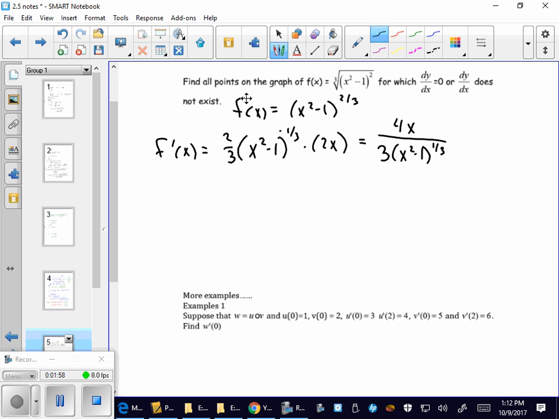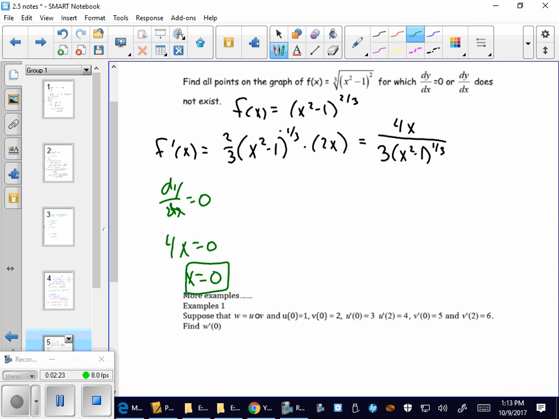If I want to know when the derivative equals 0, the derivative is a fraction. So when the fraction equals 0 is when the numerator equals 0. So dy dx will equal 0 when the numerator equals 0. That's easy enough: 4x equals 0, dividing by 4, we know that x equals 0. So that's when the derivative equals 0.